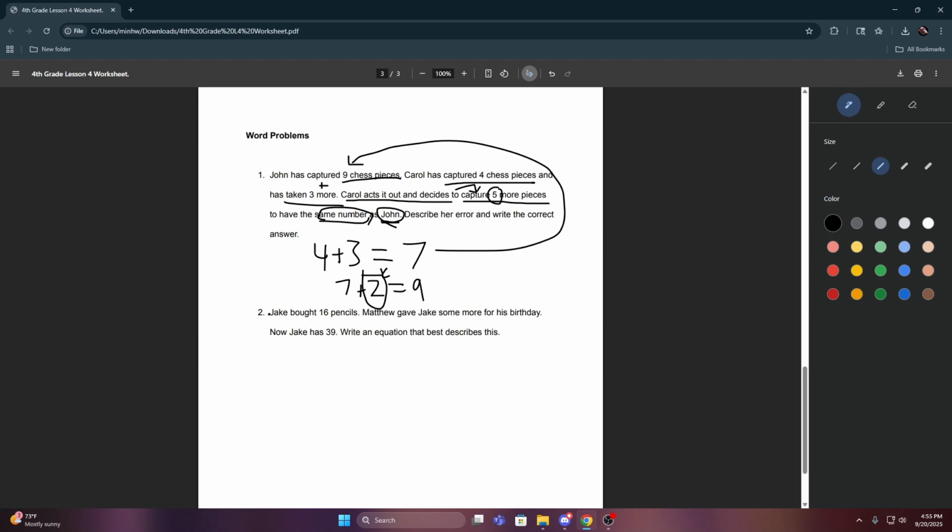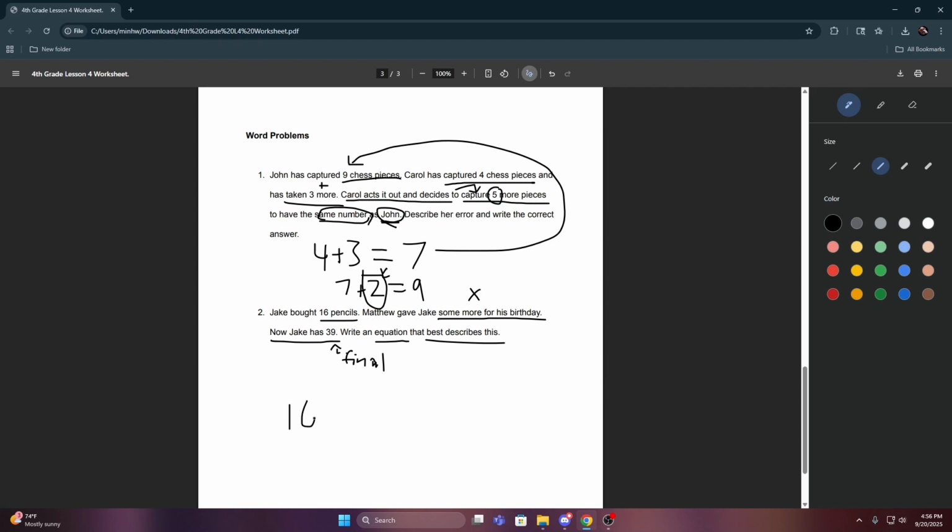Let's try question 2. Jake bought 16 pencils. Matthew gave Jake some more for his birthday. So that "some" means we don't know what it is, and this goes back to that topic of algebra. Now Jake has 39, so this is what he ends up with. I'll call that the final. Write an equation that best represents this, or describes this. So this is going back to algebra again.